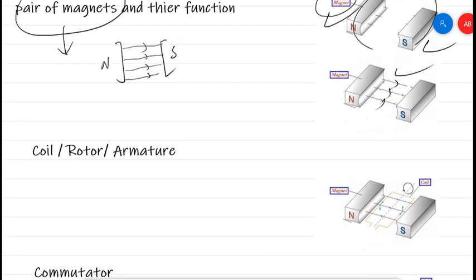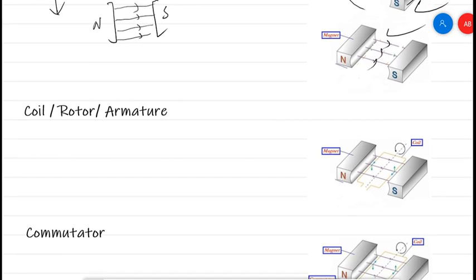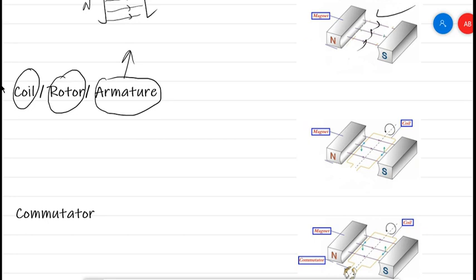Second part is what we need for that electrical machine, meaning the motor or the DC motor, that is a coil. We also use the word coil. Sometimes we also use the word rotor, and sometimes we also use the word armature. It depends. If it is given in the question, whatever word they're using, use the same one.